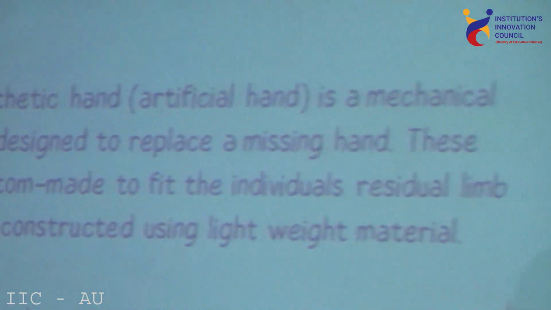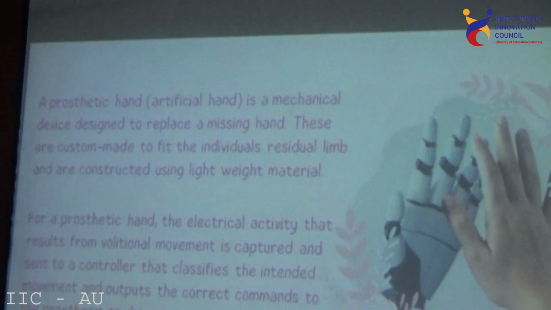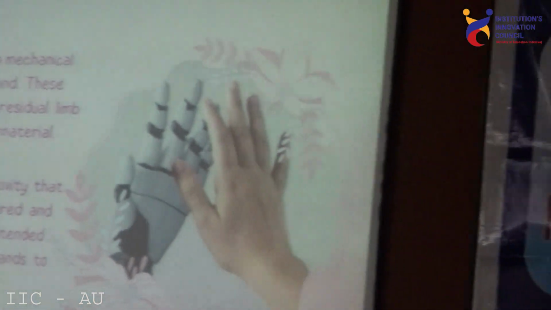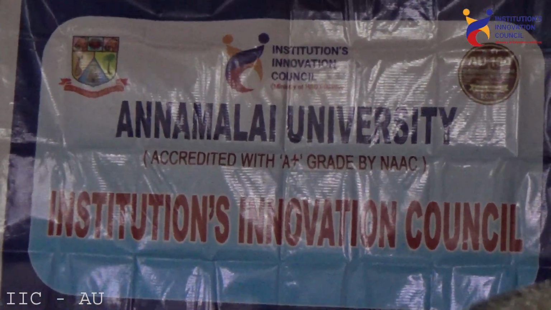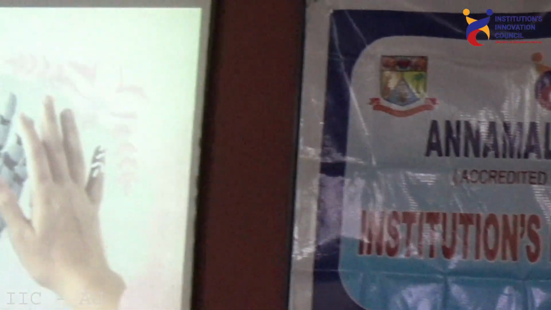Myself Viveka, sir, from Foundry 3rd year. My idea is prosthetic hands using AI. A prosthetic hand is a mechanical device designed to replace a missing hand. In India, more than 2.2% of the population are handicapped. So this will be very helpful for handicapped patients.